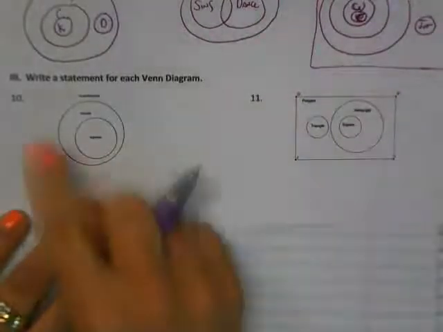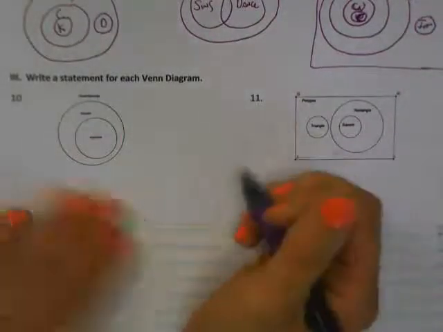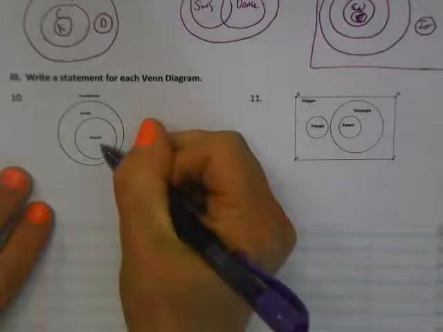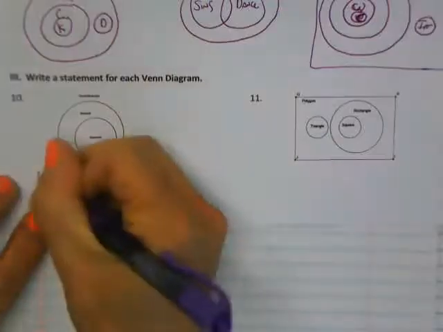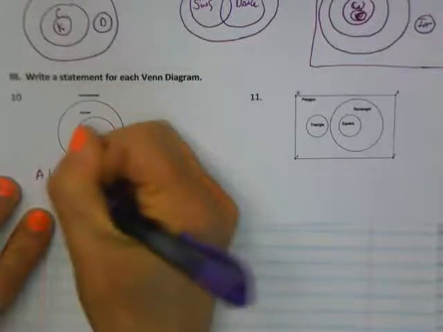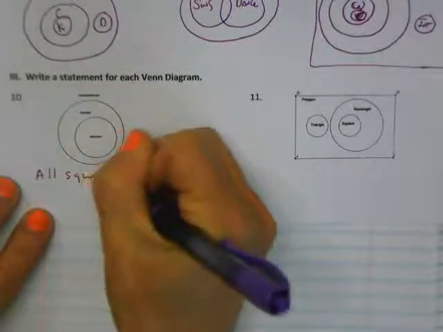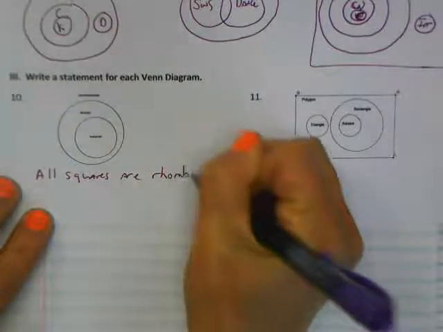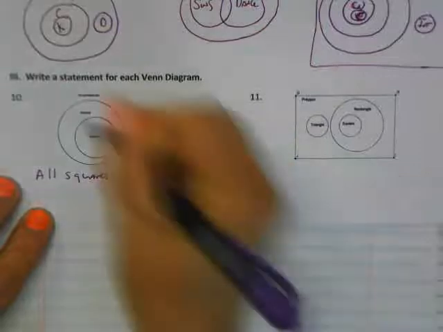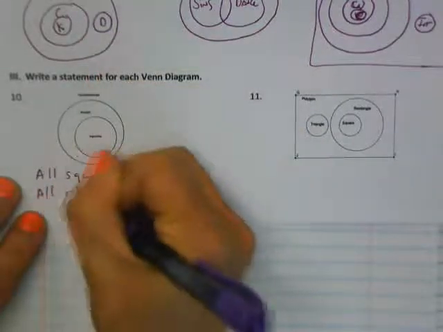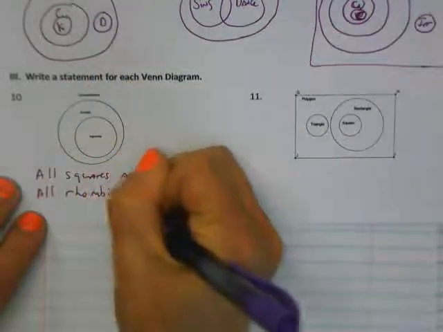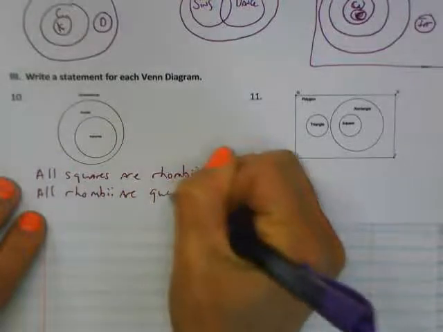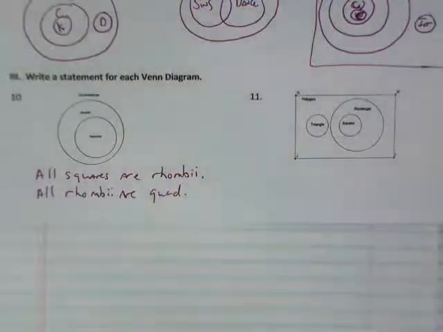Number 10. It now says to write the statement. So, start with your innermost and work your way out. Since it's a circle in a circle, all squares are rhombi, plural of rhombus, and then this is surrounding, so all rhombi are quadrilaterals. I don't have to say that all squares are quadrilaterals because this tells me that they have to be nesting.